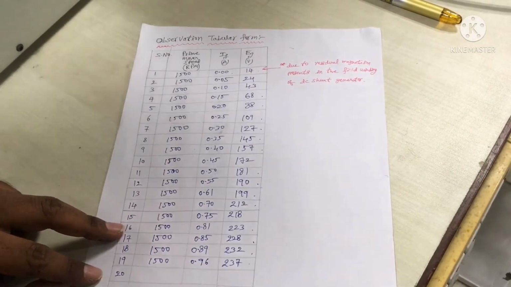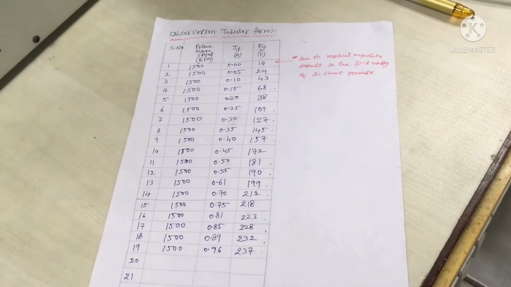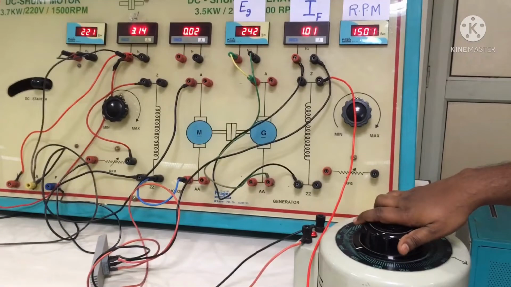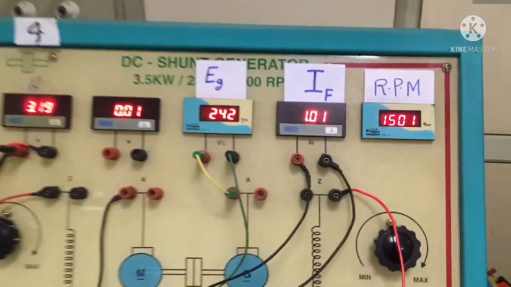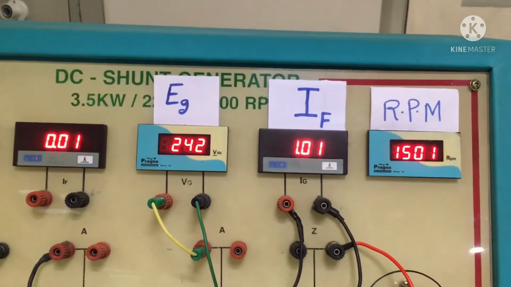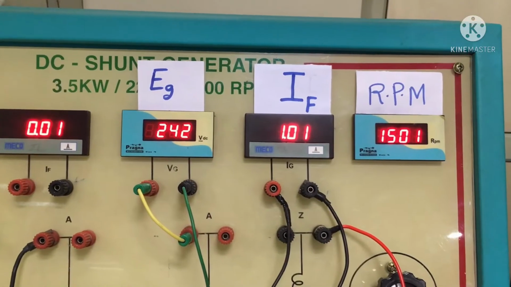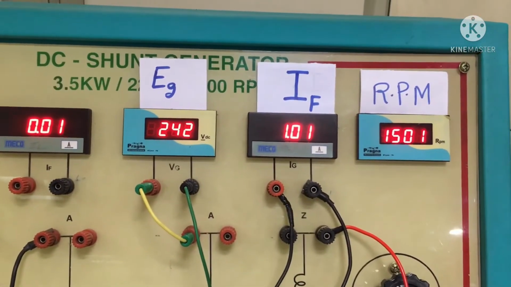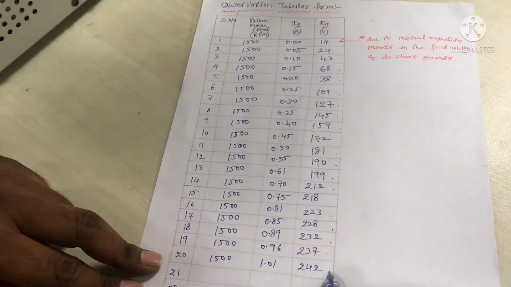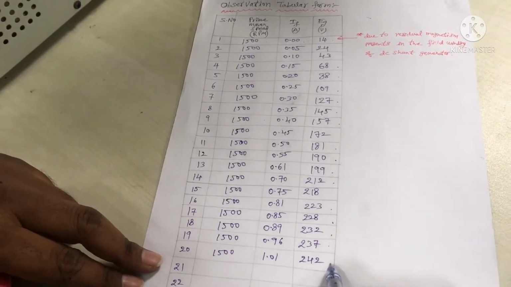Again we are going to increase the field winding current of DC shunt generator. We have adjusted the field winding current to 1.01 amperes. At this condition, voltage across the armature winding terminals is 240 volts. We have noted down the values here.